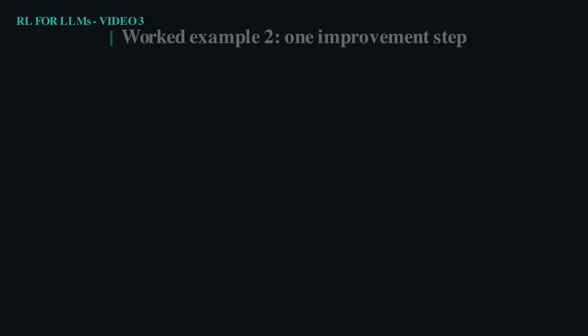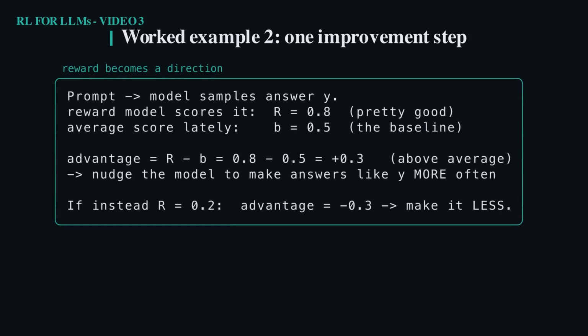And what does a single improvement step actually do? Score an answer, then compare it to the recent average. Here, the answer scores 0.8 against a baseline of 0.5, so the advantage is plus 0.3. Above average, make it more likely. Had it scored 0.2, the advantage would be negative, and we would make it less likely. That single idea, reward minus baseline sets the direction, is the engine we open up fully in the next 2 videos.